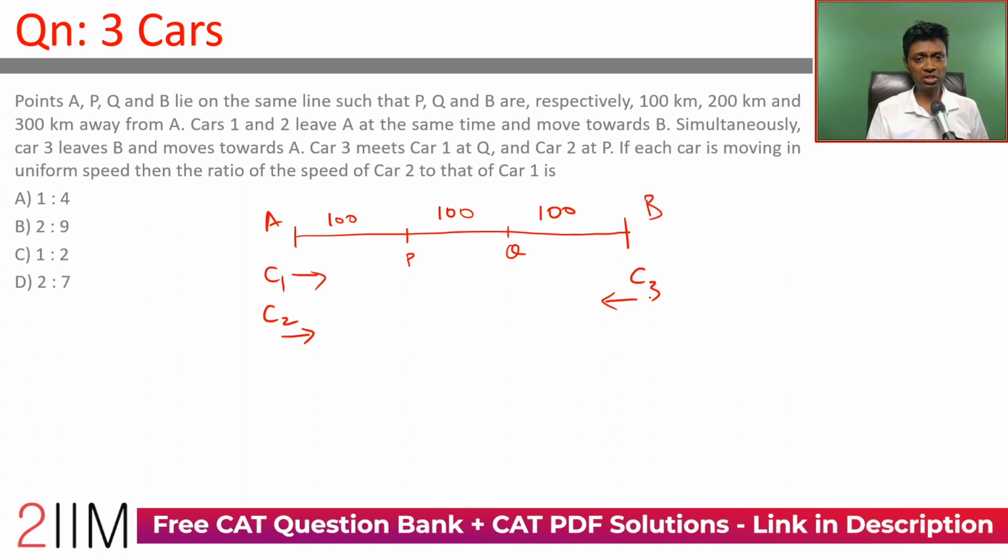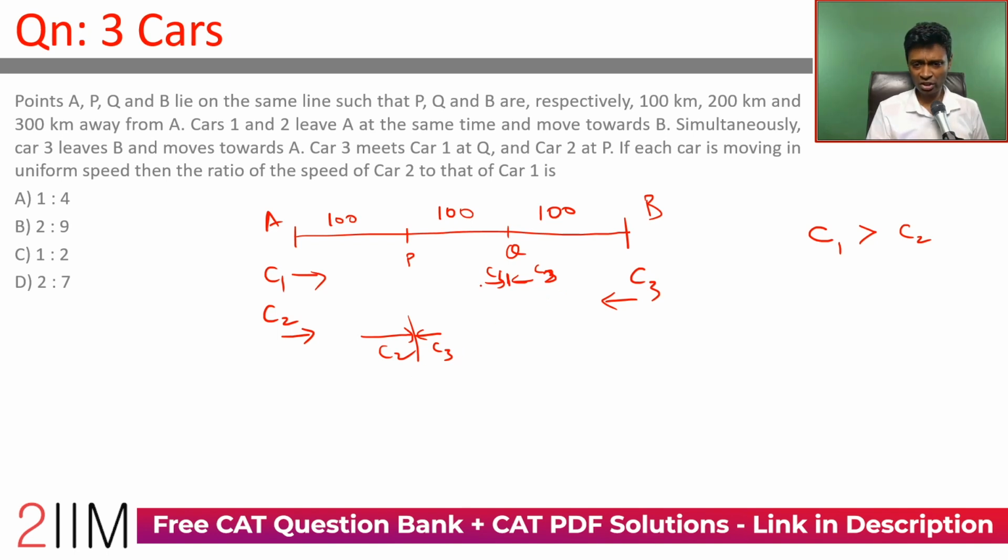Car 3 meets car 1 at Q. So here C1 and C3 meet. And car 2 at P. So car 2 and car 3 meet at P. Wonderful. So think about this. Car 3 reaches this point and then moves further to meet car 2 here. So car 1 is traveling quicker than car 2. So car 1 meets car 3, then car 2 meets car 3.